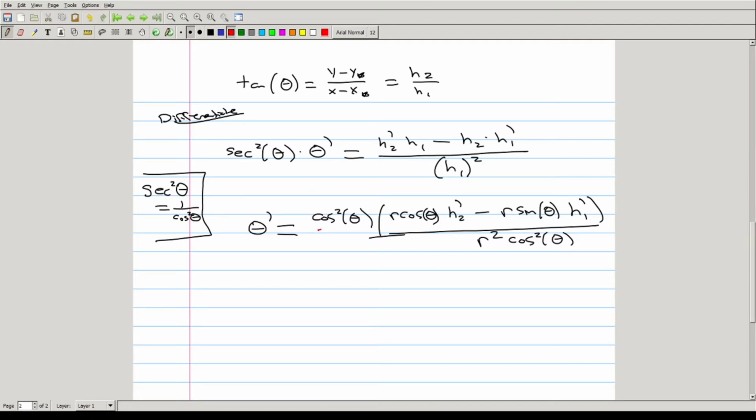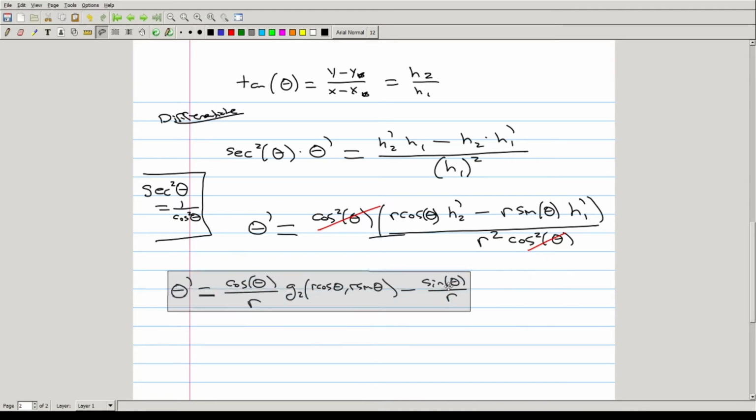And we see this really cool thing happen where cosine squareds cancel out, and r over r squared is 1 over r, so theta prime is just going to be equal to cosine of theta over r times h2 prime, which is the same thing as g2 of r cosine theta, r sine theta, then minus sine of theta over r times g1, and then r cosine of theta plugged into that, r sine of theta plugged in.